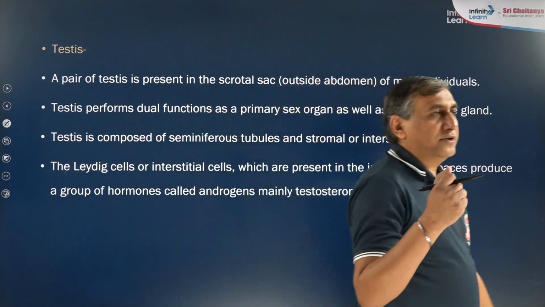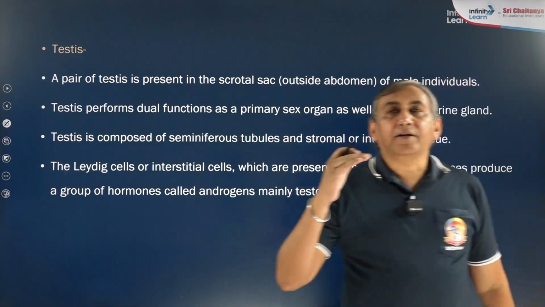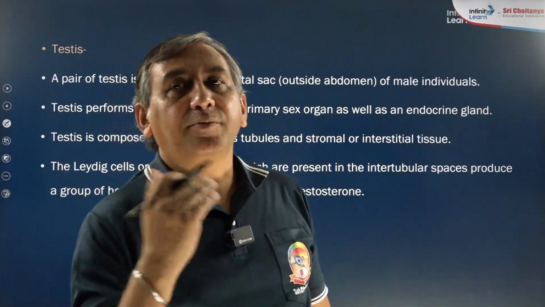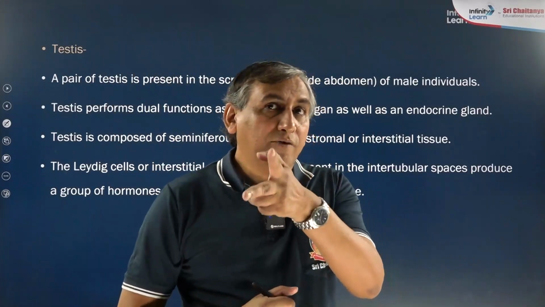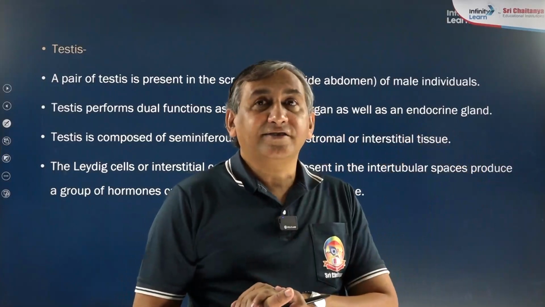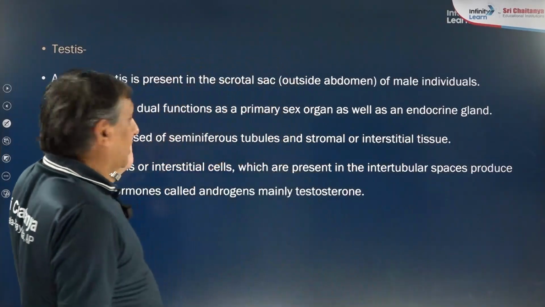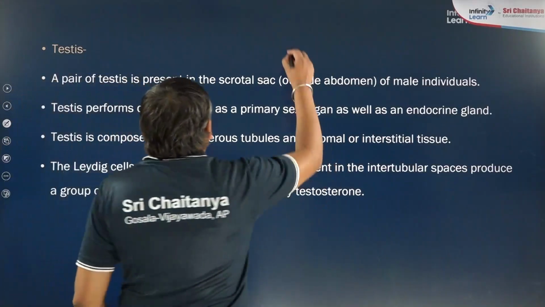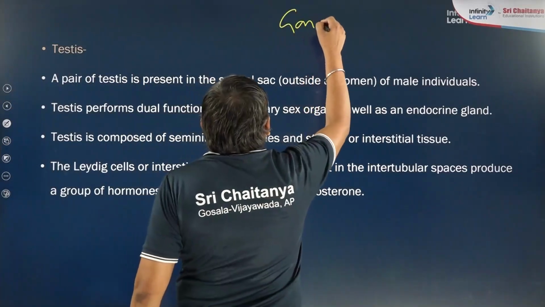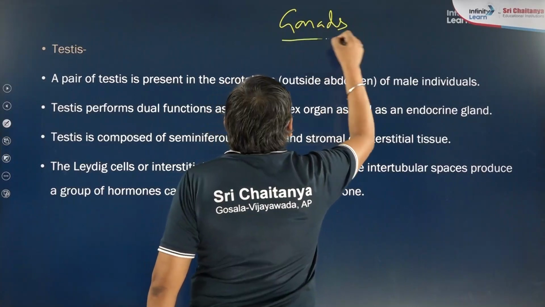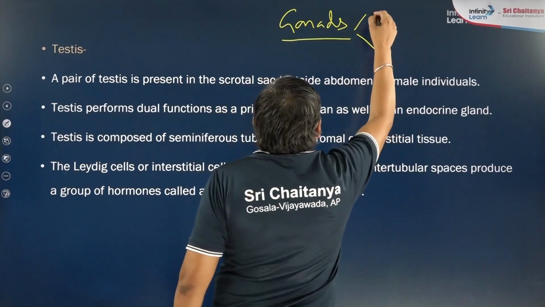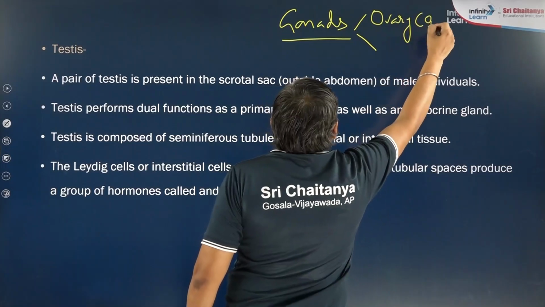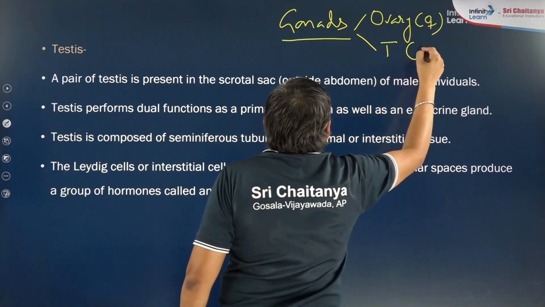After the pancreas, please read the pancreas in a very good manner, because in the NEET exam they ask questions related to the pancreas, as it is part of both the endocrine system and the digestive system. Now coming to the more important testis. There is a term known as gonads. Gonads include two: one is the ovary in females, and the second is the testis in males.